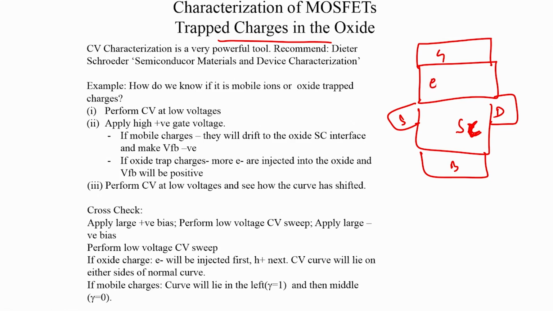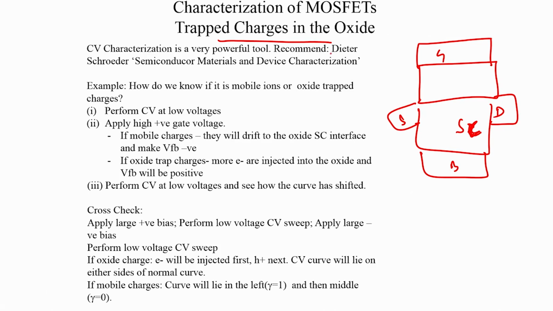So, we could have electrons, holes, which are your oxide trapped charges, and then we could have mobile ions, which are due to poor handling of the substrate, etc. So, is there a possibility to identify the kind or the nature of the trapped charges in the insulator? So, what we do here is we can use the CV characteristics as a very powerful tool.